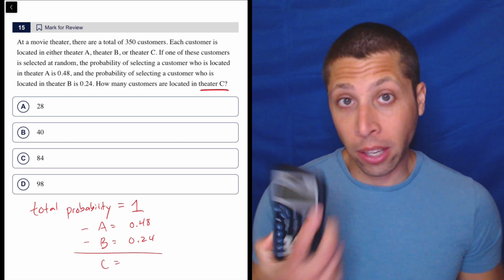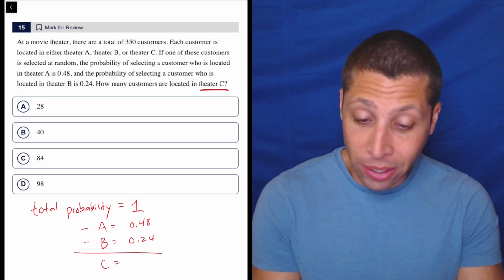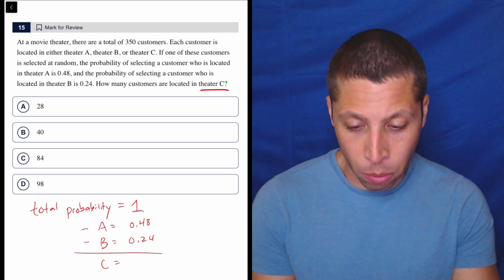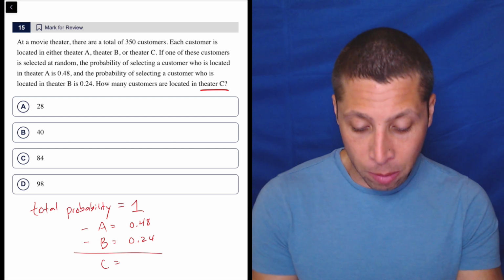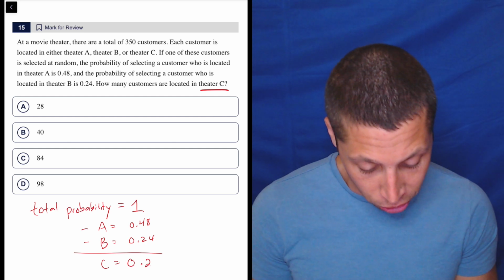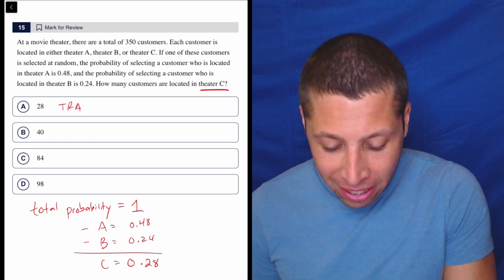So let's just go to the calculator and do that, and that way we can get that in a direct way. There are other ways to solve this question, but I'm going to do it this way just to make this point stick. So 1 minus 0.48 minus 0.24, regular calculator, is 0.28. And we can see why maybe choice A exists now, as that's a little bit of a trap, right?